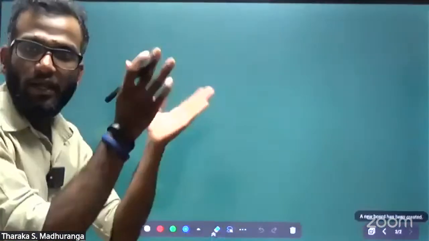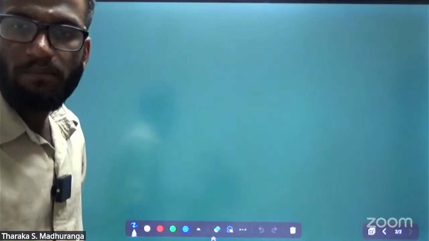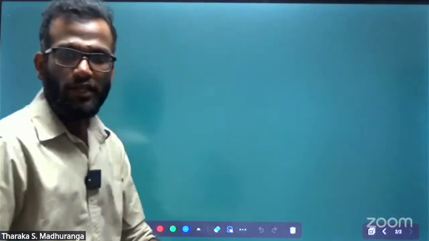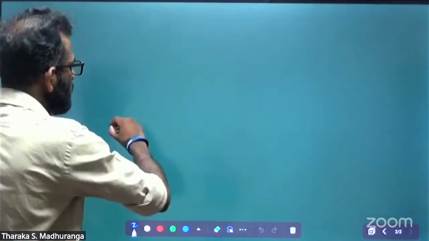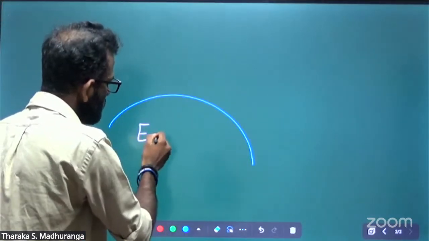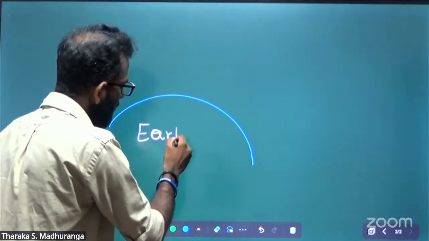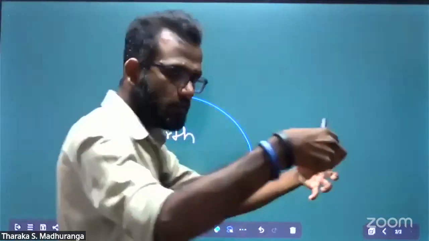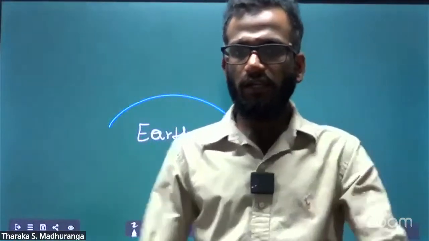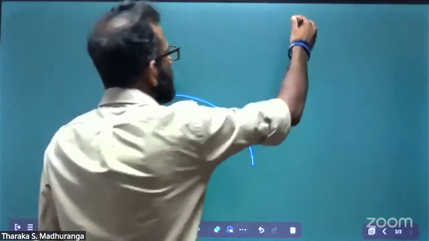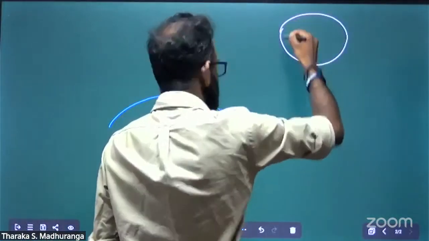What is the main heat source of our Earth? Where does the heat come from? For our Earth, think this is our Earth. If it is Earth, what is the main heat source? Kabir, what's the main heat source? Very good. The sun. The sun is the main heat source.